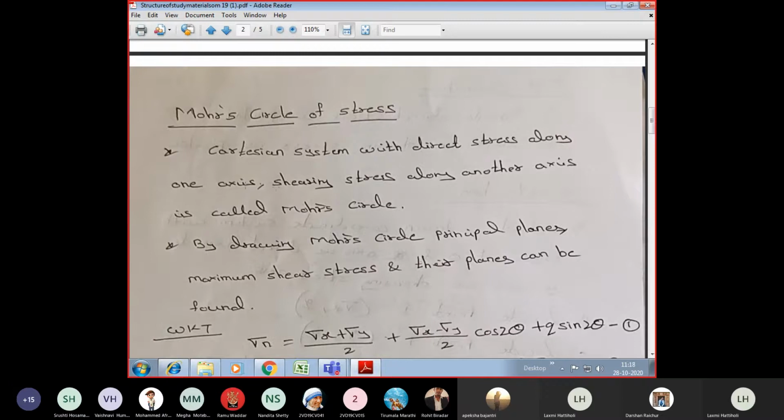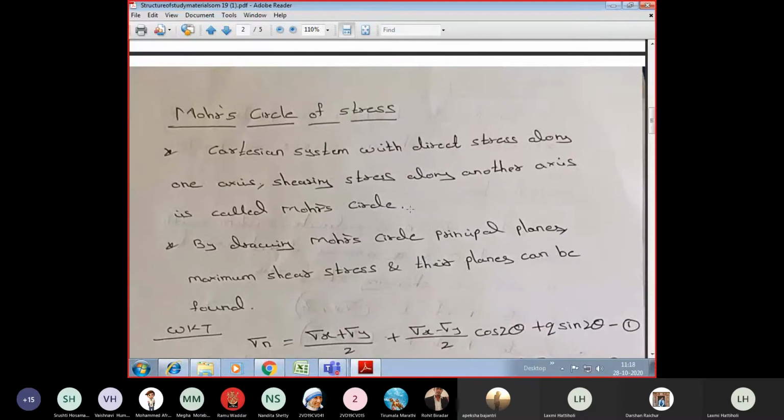The Cartesian system with direct stress along one axis and shearing stress along another axis is called Mohr's circle. So what is basically a Mohr's circle? Usually you know how to draw a graph, right? In a graph, you know how to write a scale. You usually take two axes in a 2D graph, right? X axis and Y axis. So you also know what a Cartesian system is.